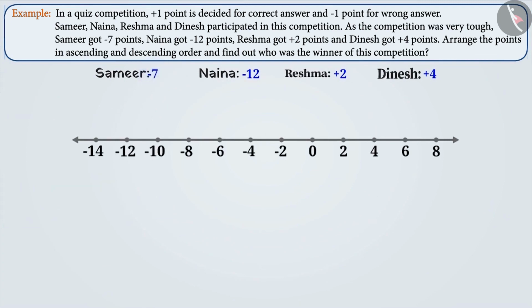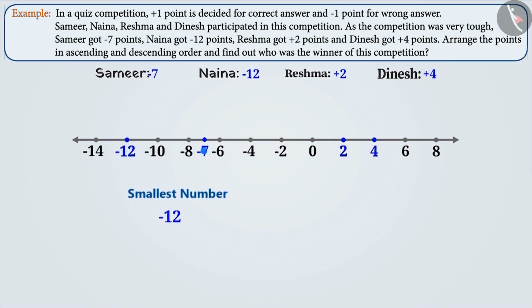On the number line, we will express minus 7 at a distance of 7 steps to the left of 0, minus 12 at a distance of 12 steps to the left of 0, plus 2 at a distance of 2 steps to the right, and plus 4 at a distance of 4 steps to the right of 0. As you can see, minus 12 is on the extreme left. It is the smallest number among the given numbers.